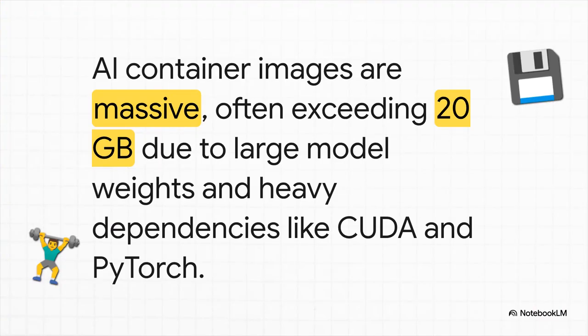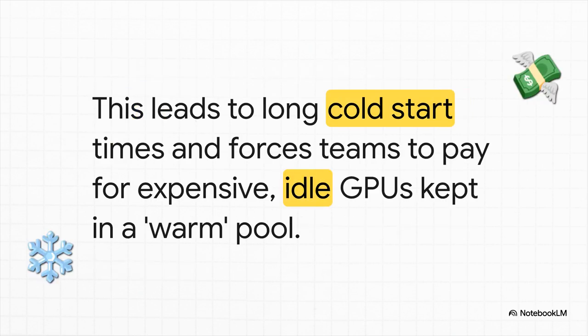Okay, so the root of the whole issue, it's simple: size. AI container images, they're enormous. We're talking 20 gigabytes, sometimes way more. They're stuffed with giant model weights, heavy-duty dependencies like CUDA, PyTorch, the whole shebang. These are not your tiny little microservices, not by a long shot. And that huge size has a very direct, very painful consequence: incredibly long cold start times.